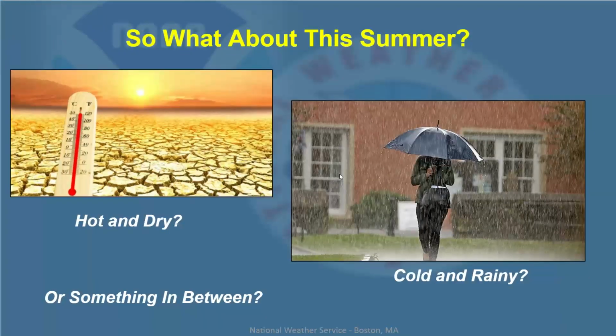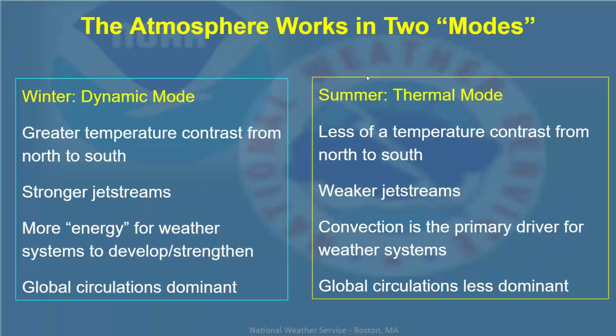Okay, so what about this summer? Are we going to be hot and dry? Are we going to be cold and rainy? Something in between? So we'll go through some of the data here and see what we can figure out. So the first thing I want to explain is how the atmosphere kind of works. I remember back in college, we talked about this quite a bit.